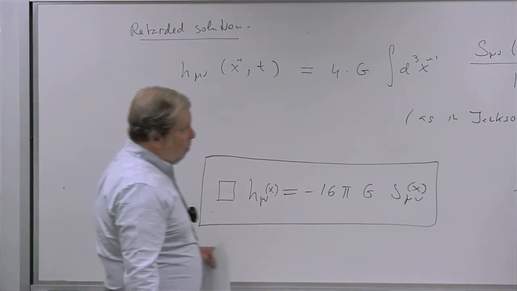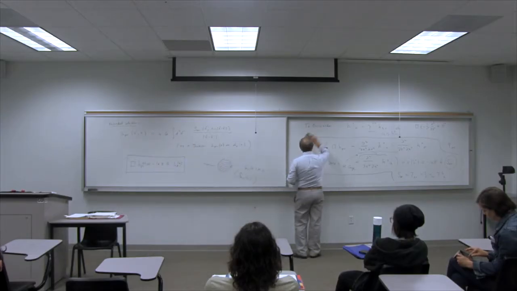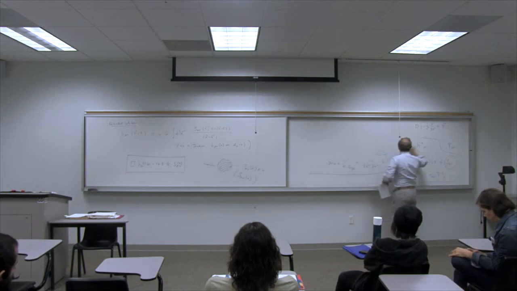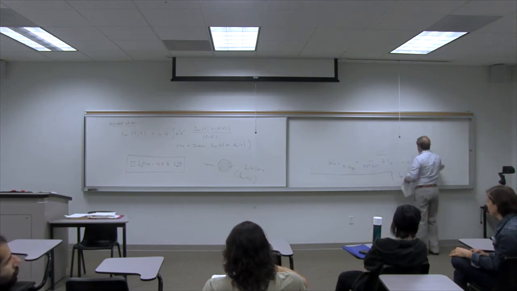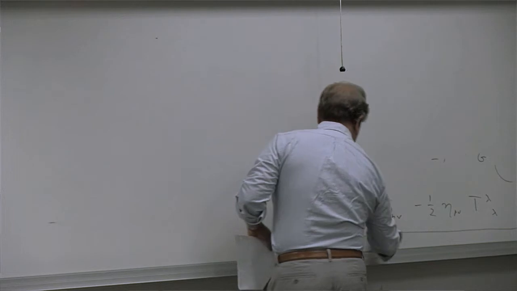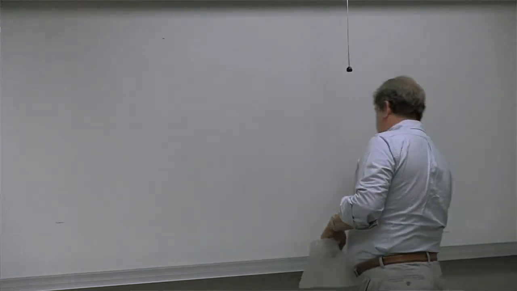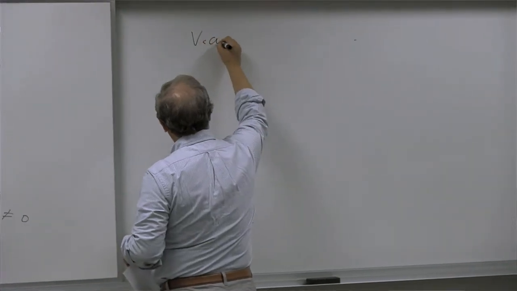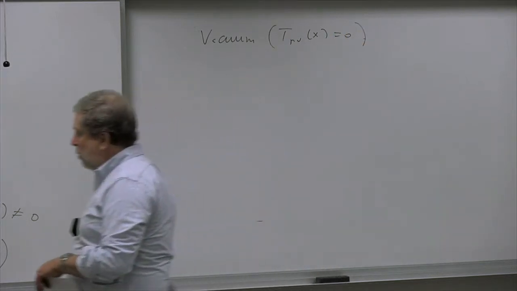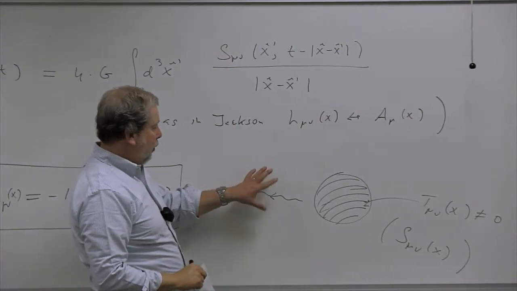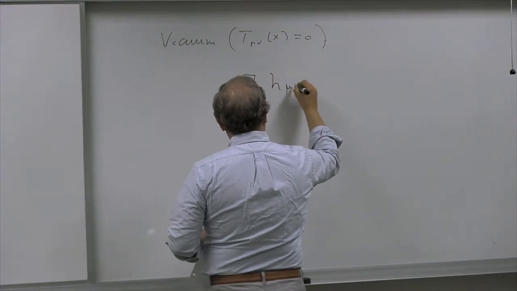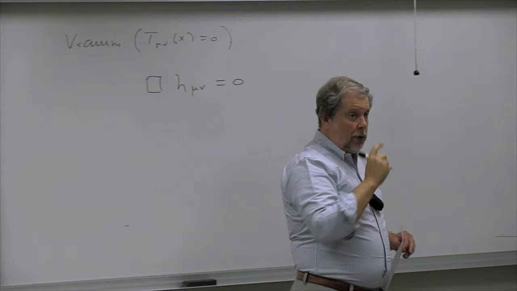And the simplest case to analyze, of course, is one when there are no sources. So if you are in a vacuum, then T mu nu of x is 0, right? So it means we're just looking at some region where the T mu nu vanishes. So that could be somewhere out here, right? So in a vacuum, we just have box H mu nu is equal to 0, right? That, of course, is the wave equation.